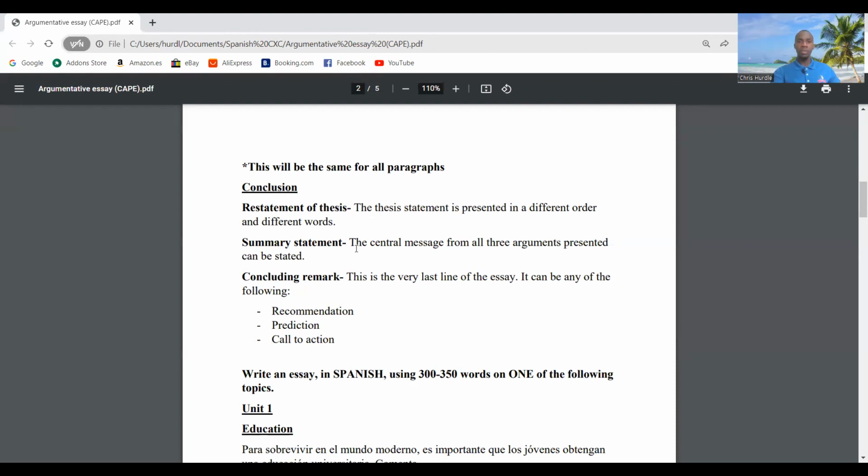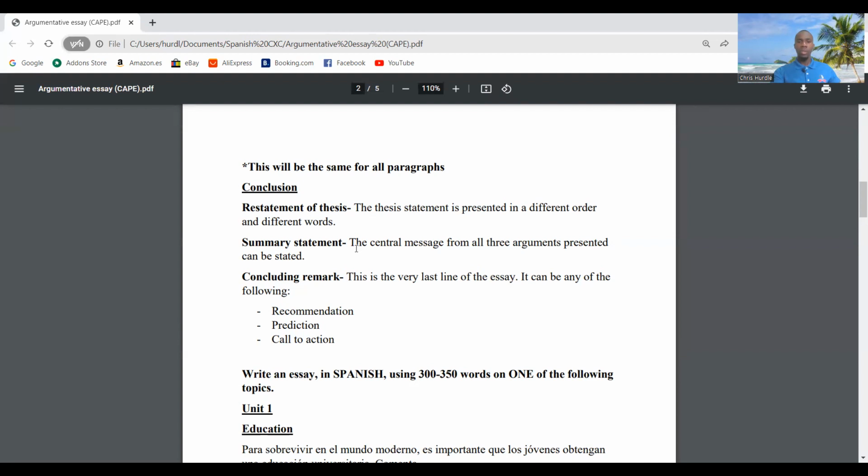And then we have our concluding remark. This is going to be the very last line of our essay, and it can be any one of the following. It can be a recommendation or a suggestion, a prediction, or a call to action. And the call to action is just where we encourage persons to take action, right?